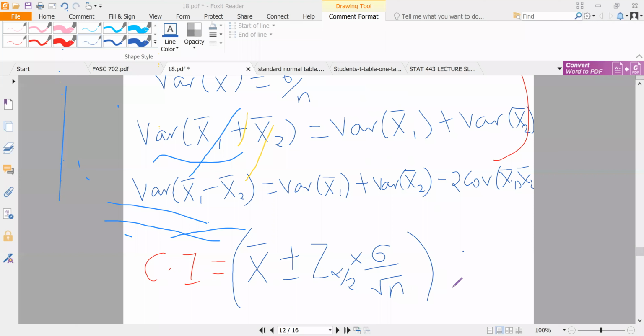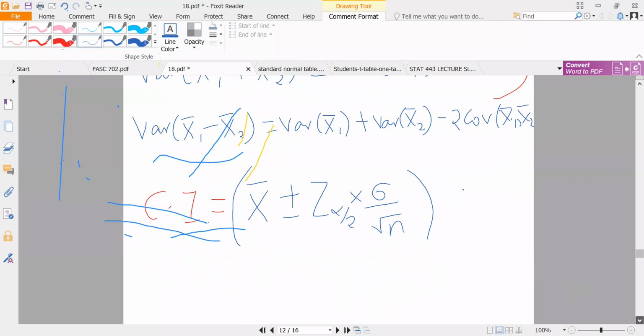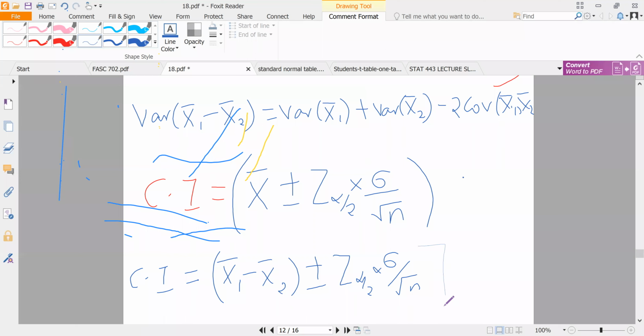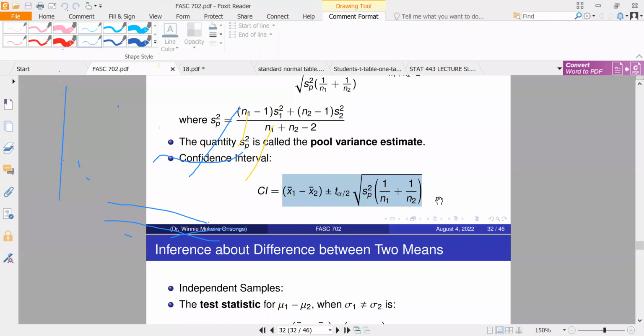So in the case where we are now looking at a difference of means for 2 populations, our confidence interval will be equal to, we are no longer looking at just X bar, but at X bar 1 minus X bar 2, and then plus or minus the Z value multiplied by sigma over root n. That is the confidence interval, and that is what we are having in this case here.